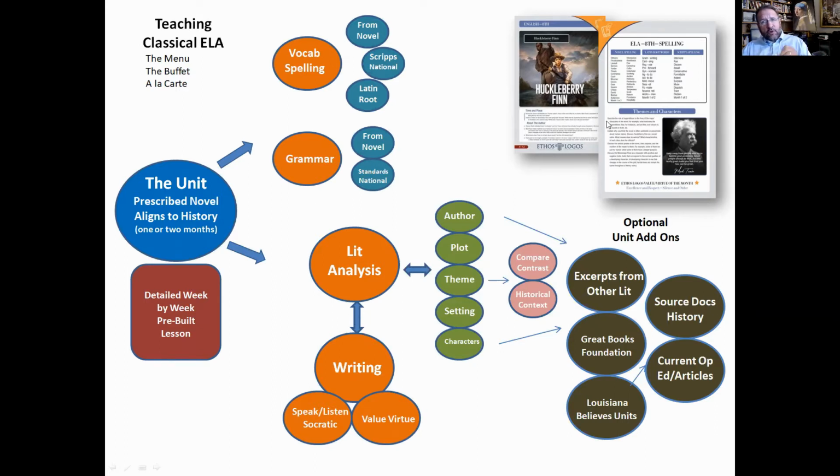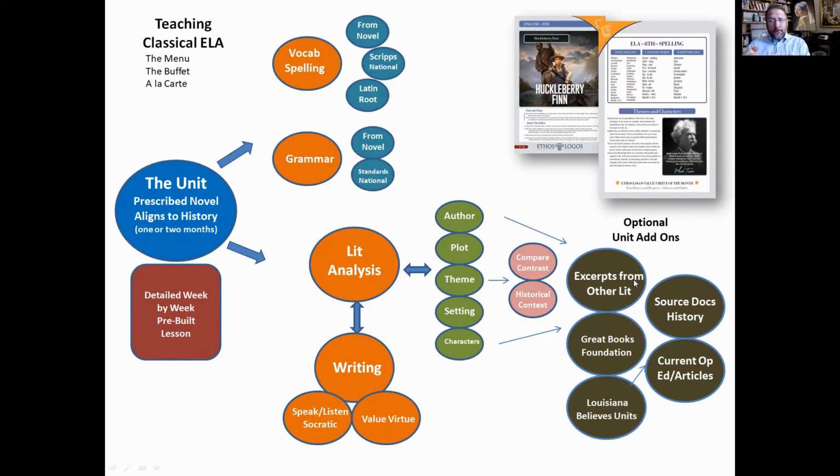Or if you are just working off the curriculum cards, you can create this model on your own based on the questions and the prompts that we're giving. So for literary analysis, we're going through the author, plot, theme, and setting. And then we're adding in current op-eds and source documents from history, all living in our digital content.